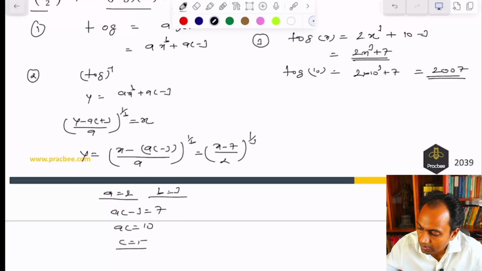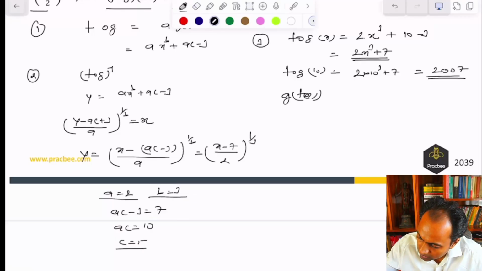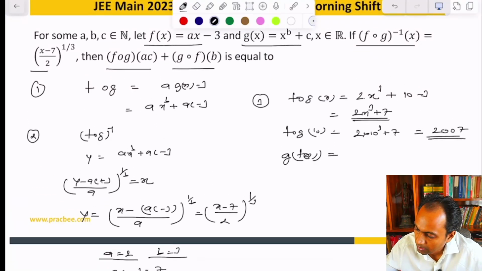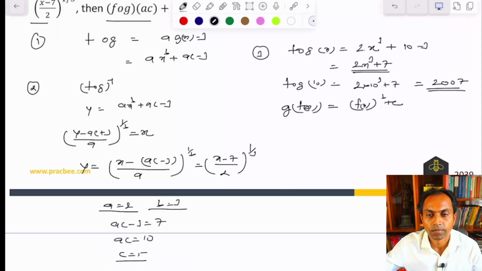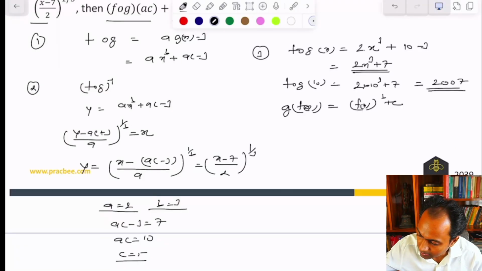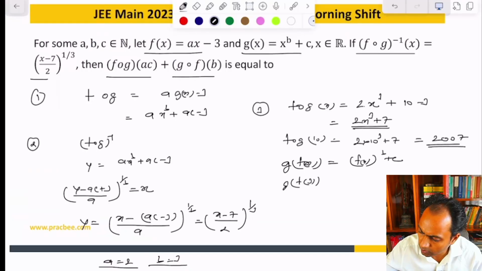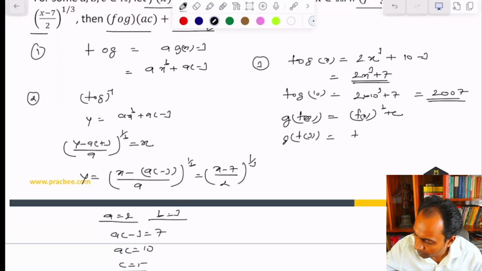Now the another part says find the value of g of fx. For this we'll have to find the value of g of fx. So in g we will put the value of fx, so this will become fx raised to the power b plus c. Now we need to find out the value at 3. Because the value of b is 3, this will become f of 3 raised to the power 3 plus c, and c was 5.